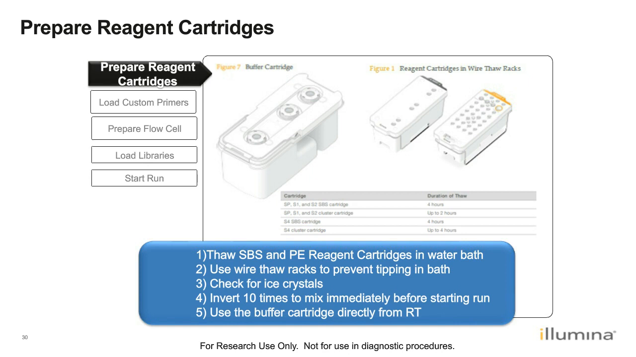Once they're thawed, confirm that there's no residual ice chunks, and it's really important to mix all of the reagents that full 10 times to make sure they're homogeneous, as this can affect the read-1 sequencing quality if they're undermixed. Since the buffer is stored at room temperature, it can be taken directly from storage and loaded onto the instrument.